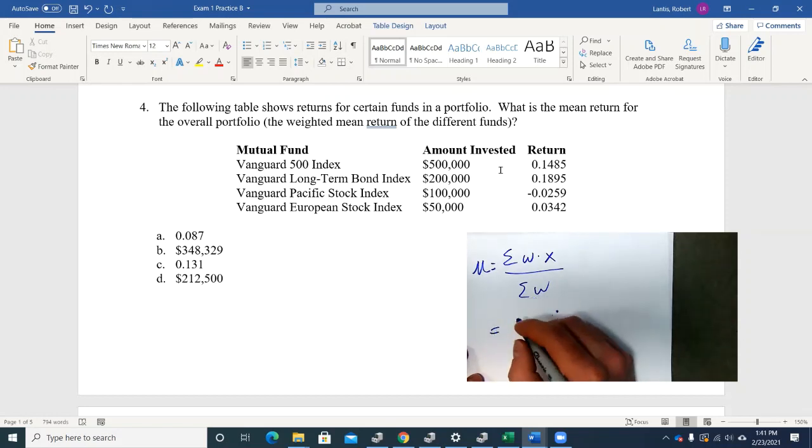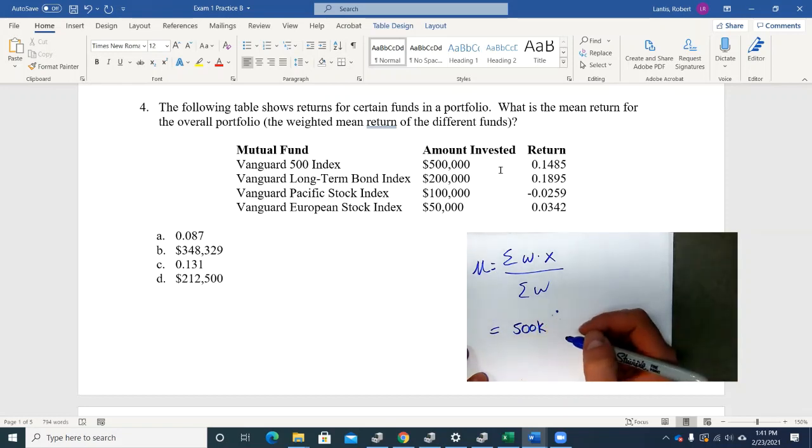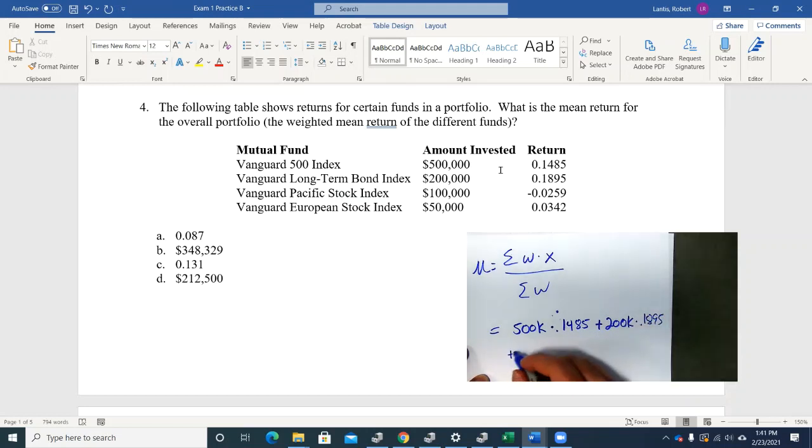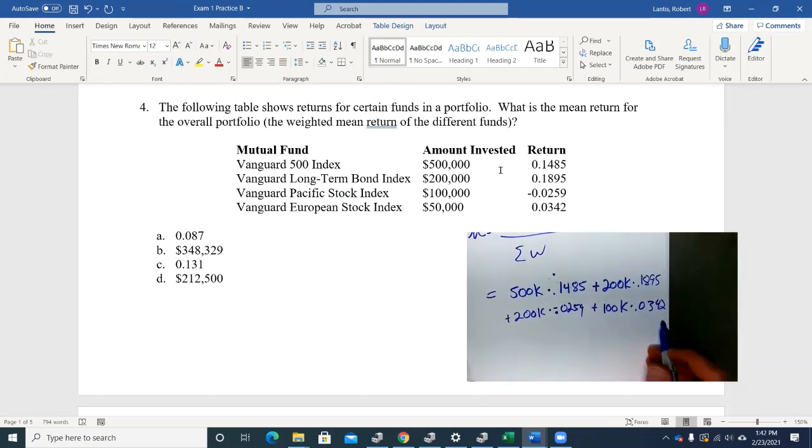So first outcome I see is what? So the weight is, and I'm going to put K, just so I don't have to have a whole bunch of zeros here and take up a bunch of room, multiplied by the return I saw from that mutual fund. Add to that, I invested 200K in the next one, and its return was 0.1895 plus 200,000. Oops, this one had a negative return. And then plus 100,000, and that had a return of 0.0342. So that's my numerator. I know it's not all on one line there, so I apologize for that.